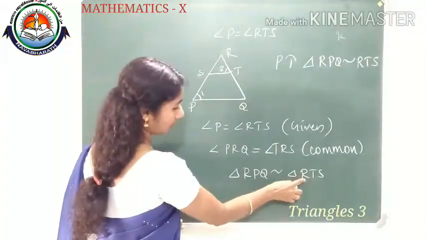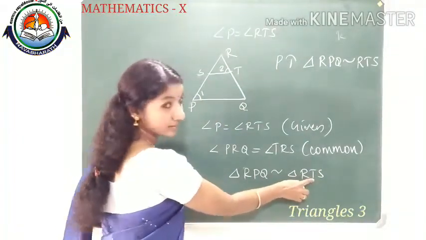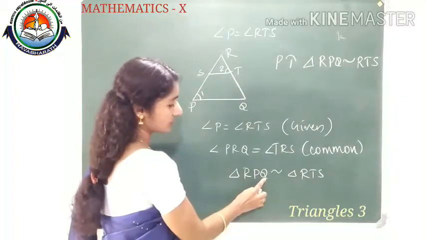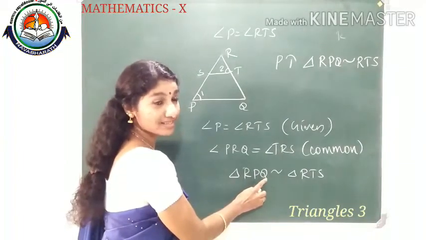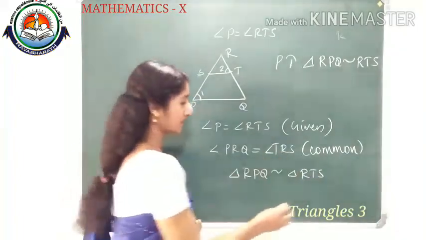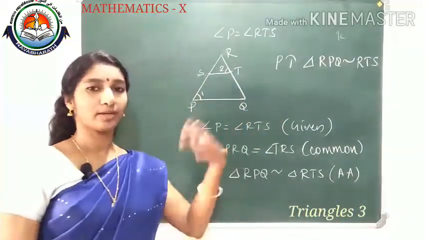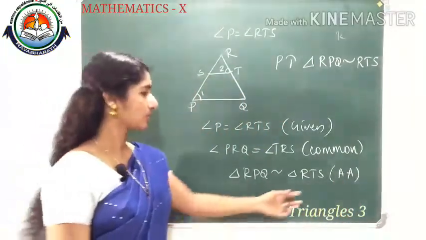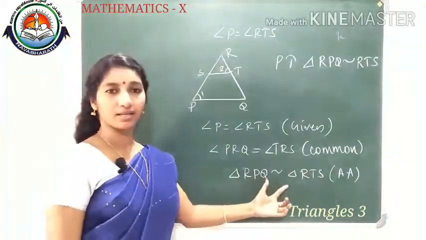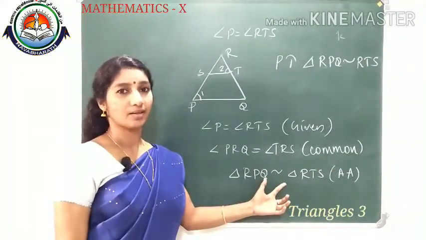R is common, P and T are equal in these two triangles, and of course by angle sum property Q and S also will be the same. That you don't need to write, you just write by AA criteria. We know automatically the third angle also will be equal. So by AA criteria these triangles are similar.